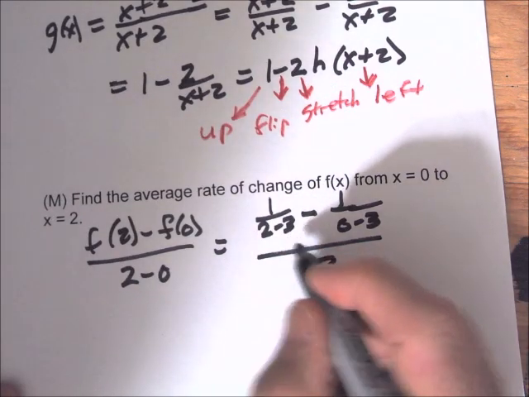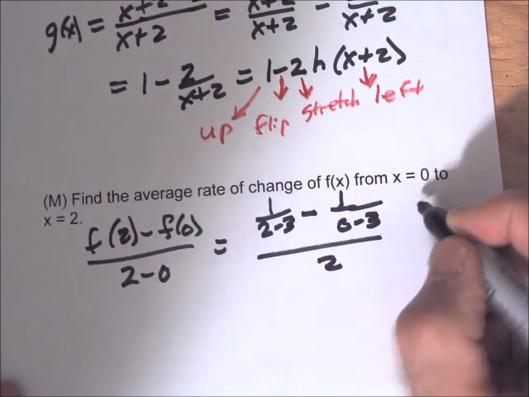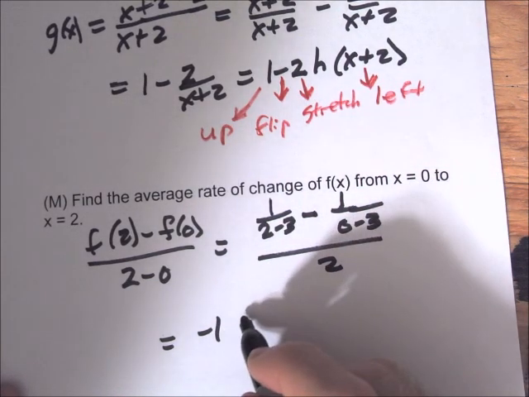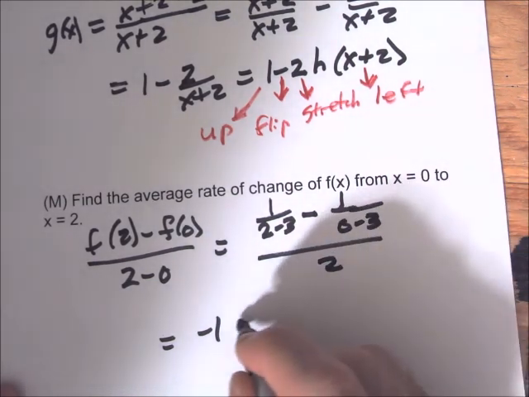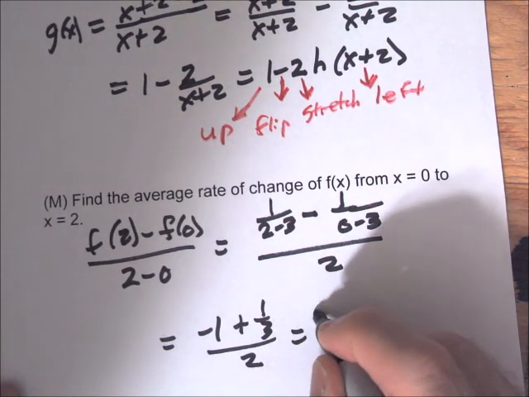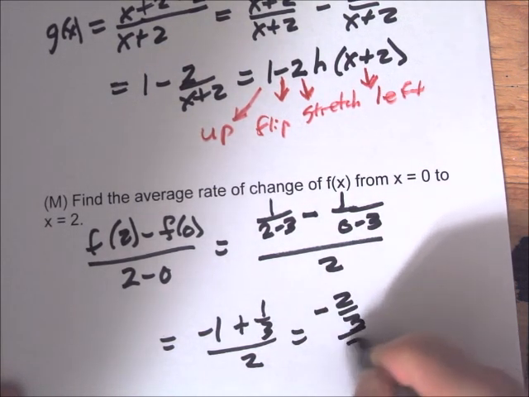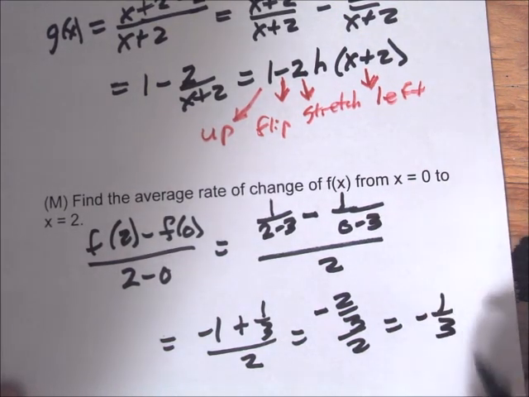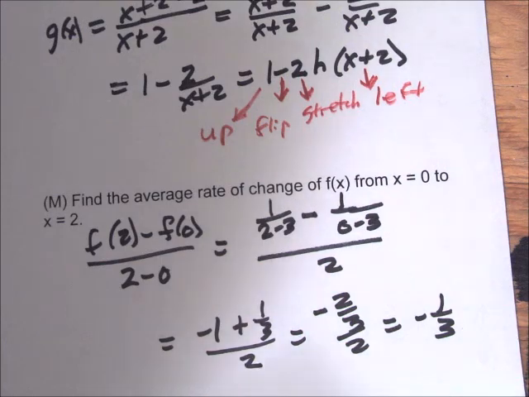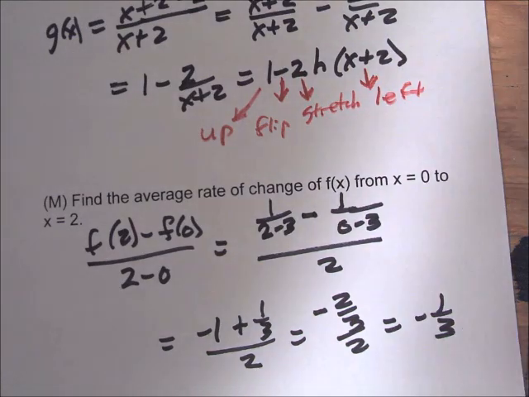So 2 minus 3 is negative 1. So this is going to be negative 1, and this will be minus a negative 1/3, so plus 1/3, divided by 2. Negative 2/3 divided by 2 is negative 1/3. So the average rate of change of f of x would be negative 1/3. That's the slope of the secant line.